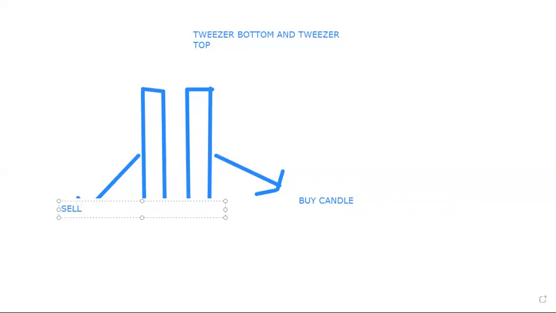So in the scenario of the tweezer bottom, the sell candle comes first. That sell candle lets you know that sellers were still in the market, followed by the buy candle, which is always the one that takes over. But like I told you, it's always better to trade it alongside an uptrend. Since it's a buy signal, you want to buy in an uptrend.